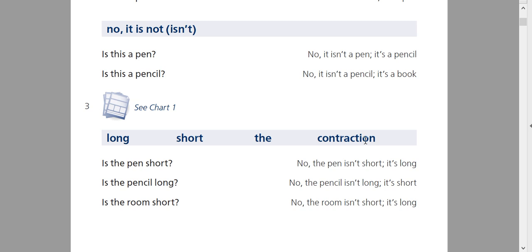The. Contraction. Is the pen short? No, the pen isn't short. It's long. Is the pencil long? No, the pencil isn't long. It's short. Is the room short? No, the room isn't short.